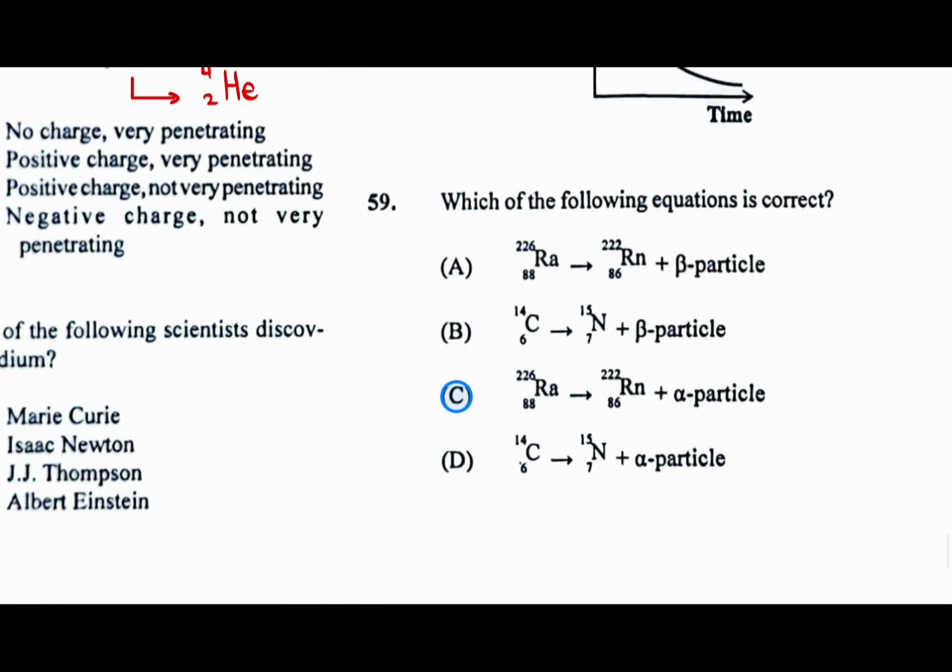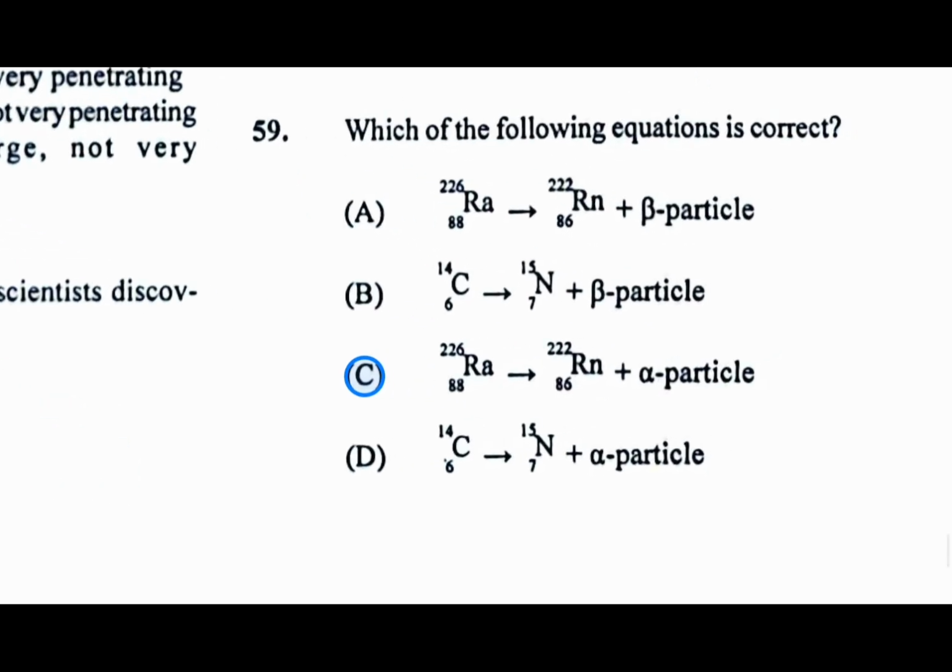59. Which of the following equations is correct? So the only one that's correct is C. All the other options are wrong. And let me show you why C is the correct answer. So alpha particle is 4 on top, 2 in the bottom. So it has a mass number of 4 and an atomic number of 2. So if I have 226 on the left hand side and 88, then on the right hand side, when I add up everything, it should be equivalent. 222 and 4 is 226. 86 and 2 is 88, so that's correct. So C is my only correct answer.